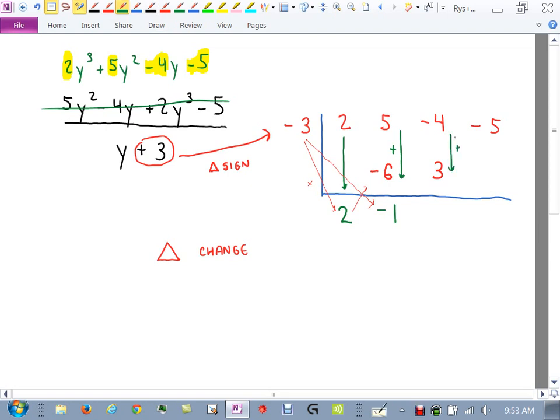What do you get? Negative 1. Repeat the process. Multiply, that's 3. Add down, negative 2. That's my remainder, all right? That's my remainder.